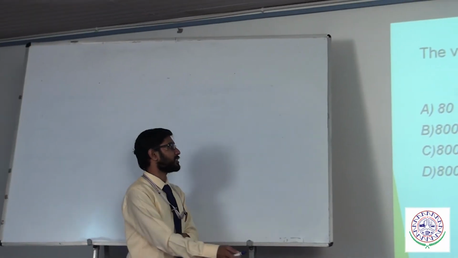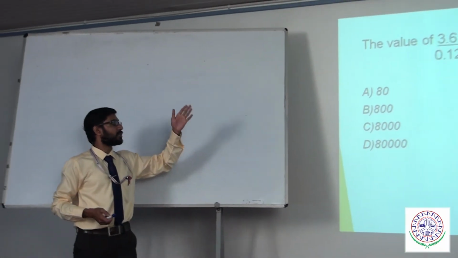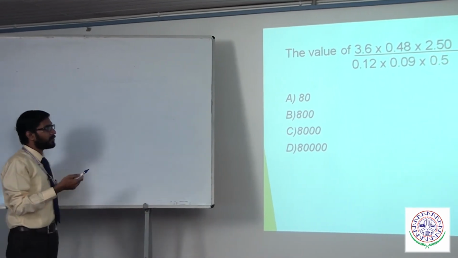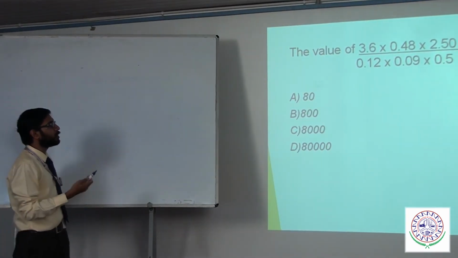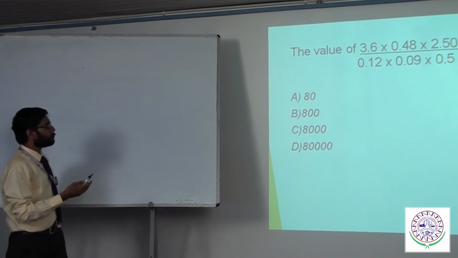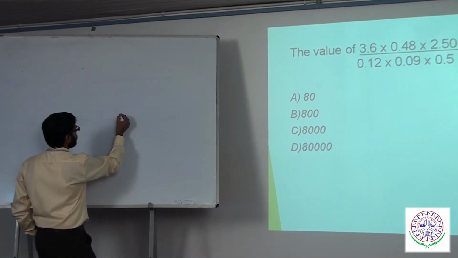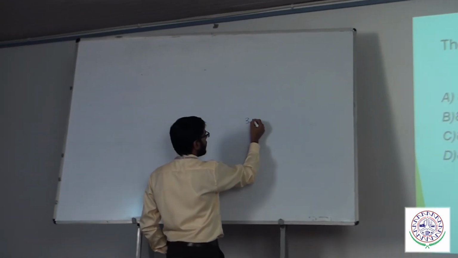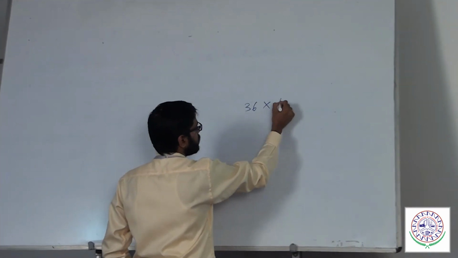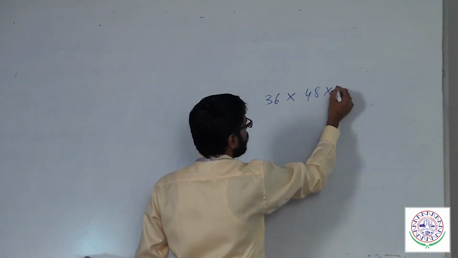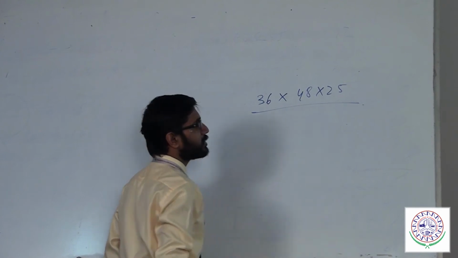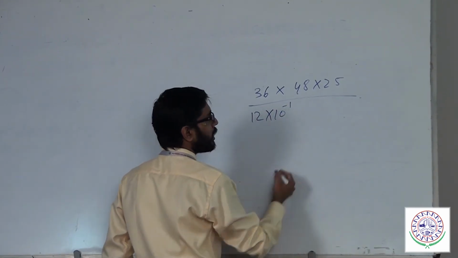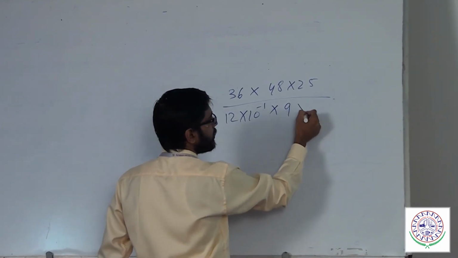This is also a simplification. The trick that we applied in the earlier problem can be applied here. Instead of taking all of it, which will be very difficult, if you convert it in terms of normal numbers, we can write it as 36 into 48 by 25, divided by 0.12, which we can write as 12 into 10 raised to minus 1, into 9 by 5.